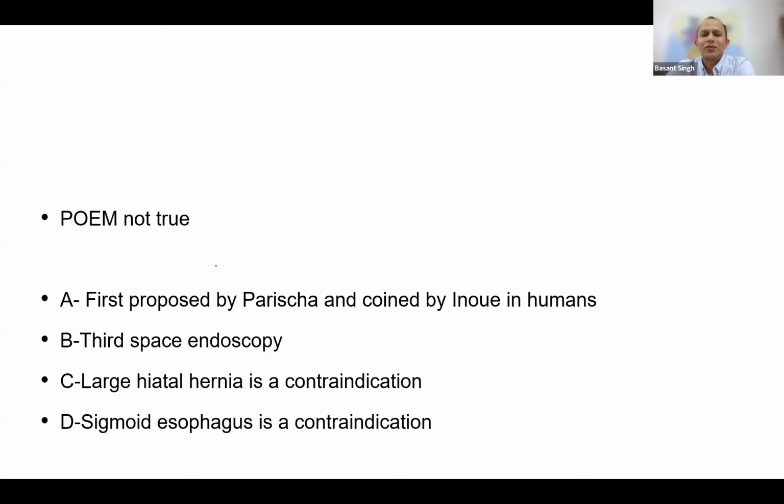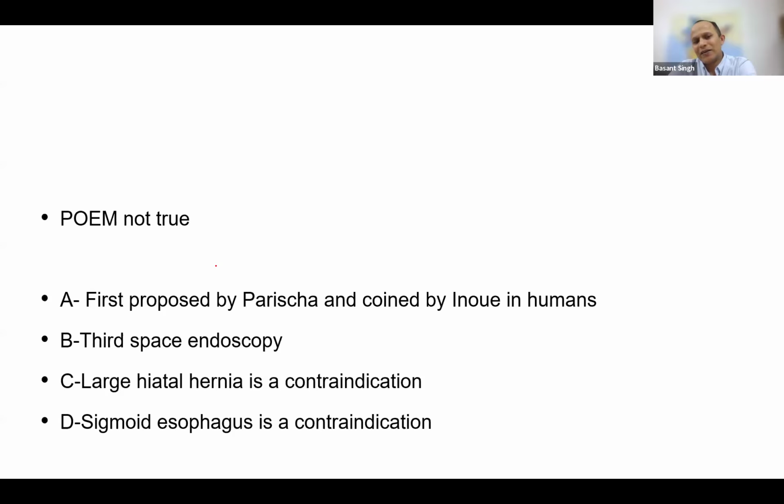So large hiatal hernia is a contraindication. Sigmoid esophagus is a contraindication. Yes, so sigmoid esophagus is not a contraindication. Nowadays people are doing POEM even if you have a sigmoid esophagus. The only relative contraindication is a large hiatal hernia. And this question was asked in your just previous year paper: what is the contraindication for POEM?